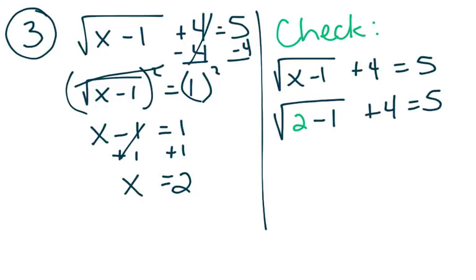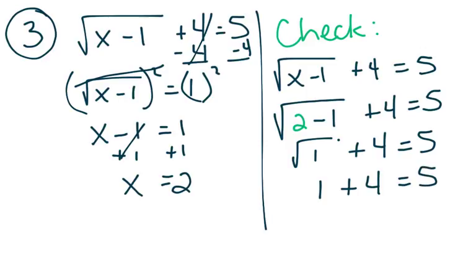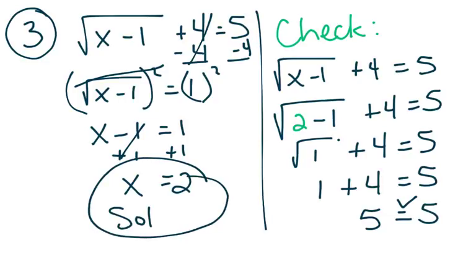And now I'm going to simplify. I'm going to simplify what's under the radical first. 2 minus 1 is 1. Square root of 1 is 1. And 1 plus 4 is 5. This does work, so this is a solution.